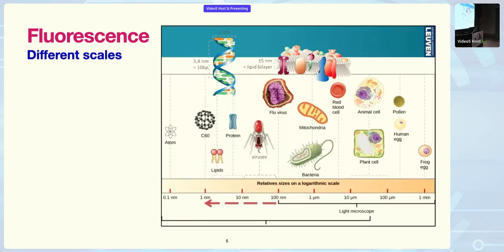So with fluorescence microscopy, we can look at different scales, mainly at the micrometer scale, for instance, to look at bacteria, mitochondria, or cells in general. But with some specialized techniques, we can also look closer at the nanometer scale, for instance, to study proteins, viruses, and also DNA.